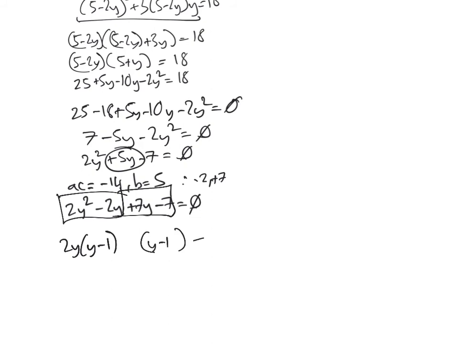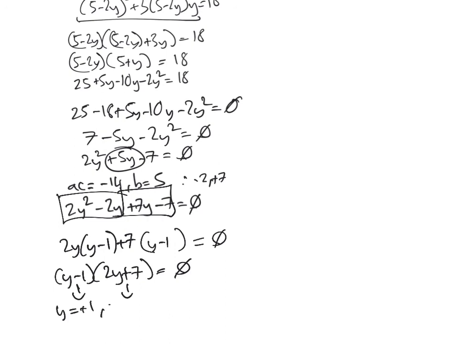Equal to 0. So what do you have to times minus 1 by to get minus 7? That's positive 7, plus 7y, negative 7. Both of those have got y minus 1 as a factor, which leaves 2y plus 7. So yes, you can factorise it. Okay, and then solve it for the y values. So y equals plus 1, or y equals negative 7 over 2.